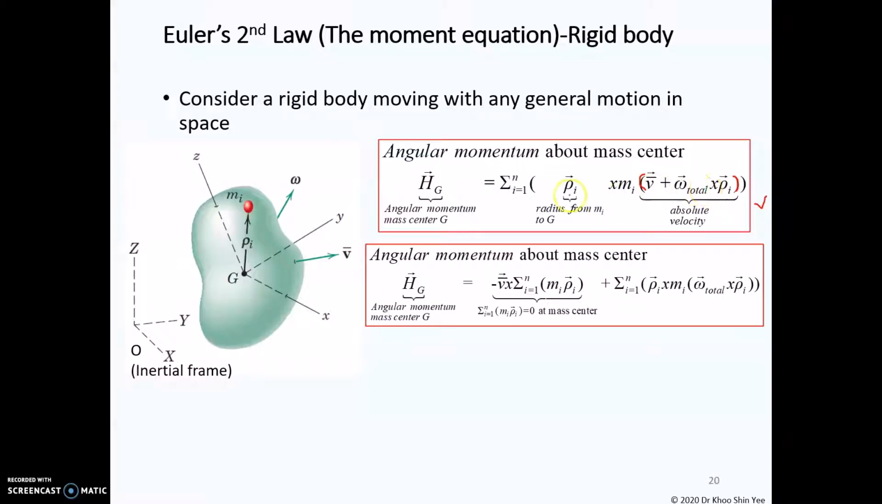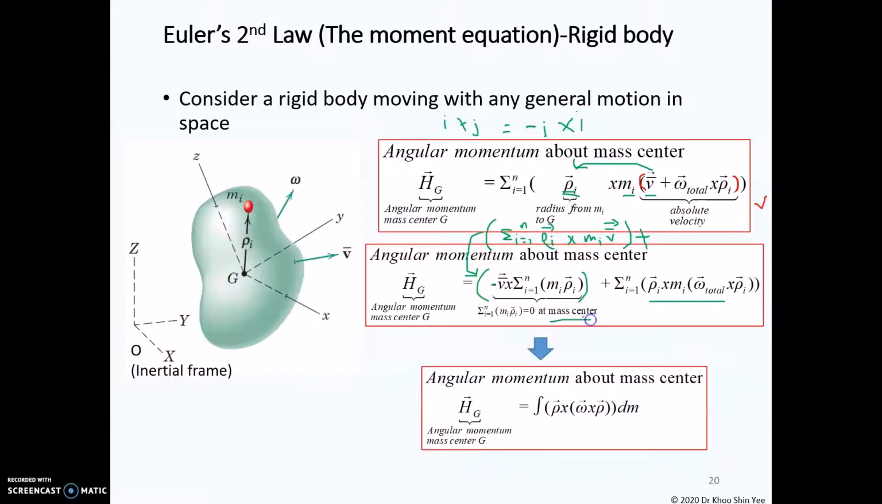You can expand this equation into rho cross m v, which is this, plus rho cross m multiplied with omega cross rho, which is this. So we can rearrange this component into this by using the concept i cross j equal to negative j cross i. If you switch the vectors during the cross product, then you need to have a negative. Therefore, when you switch the v with the rho here, you need to take a negative. At the mass center, the summation of the mass multiplied with the radius will be equal to 0. Therefore, this component can be cancelled.